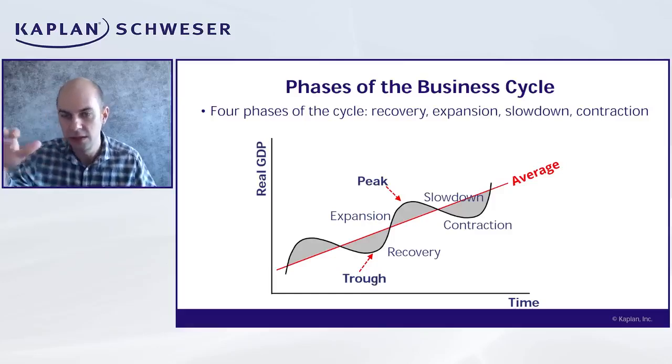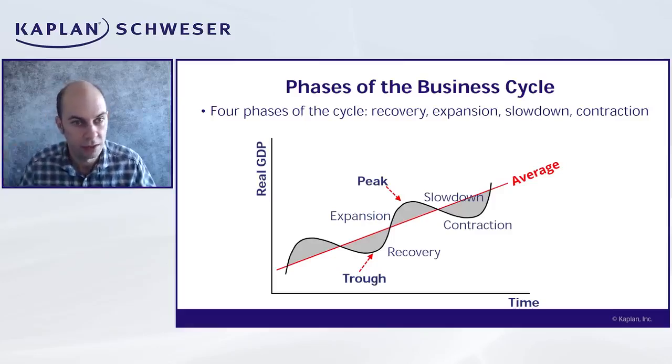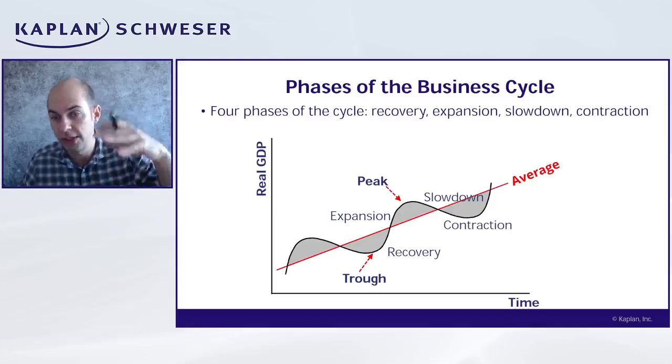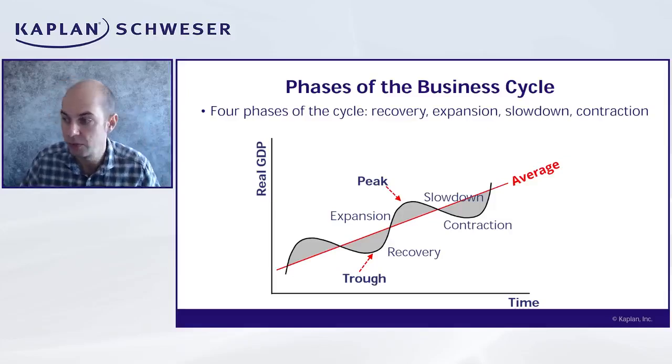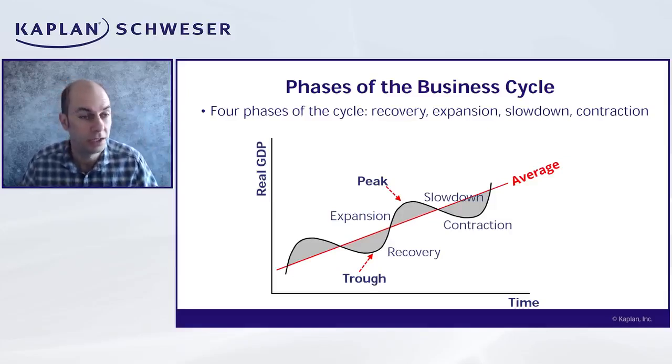We can see the steadily sloping red line, which is your trend GDP. And then we can also see the oscillations, as I said. Sometimes we can be above in an expansion, and sometimes we can be below that trend line in a recession.